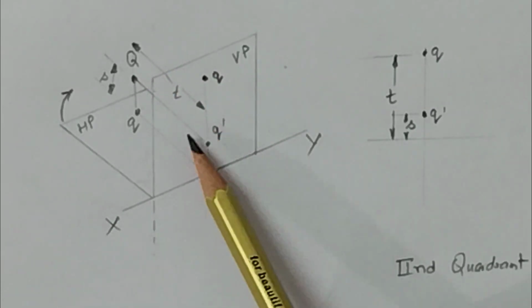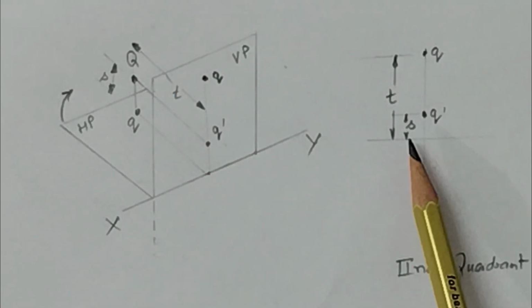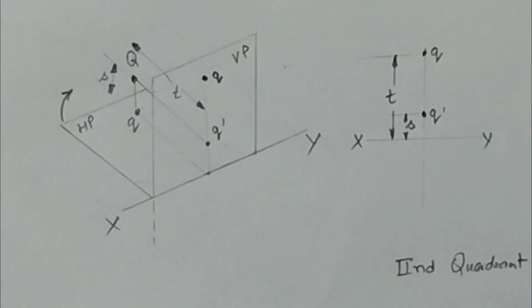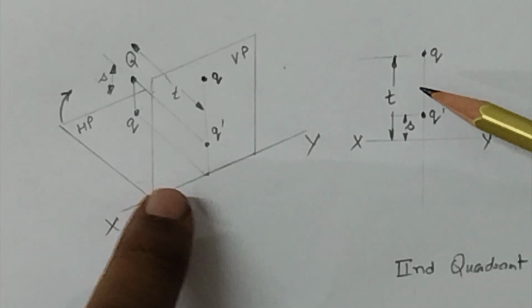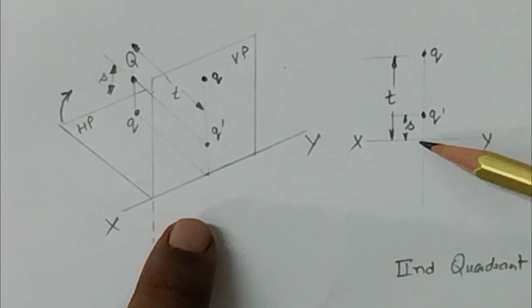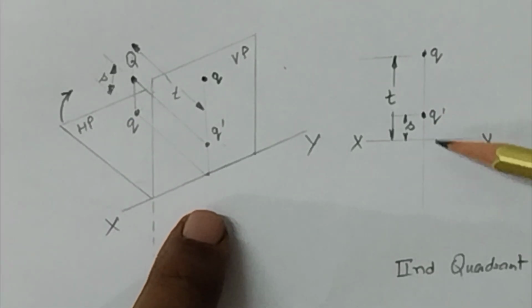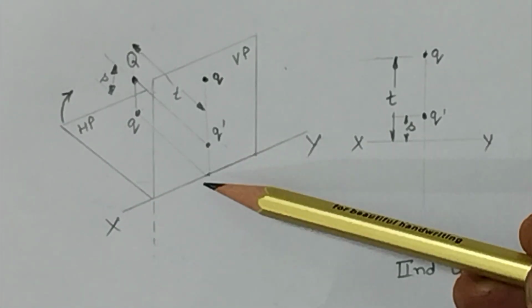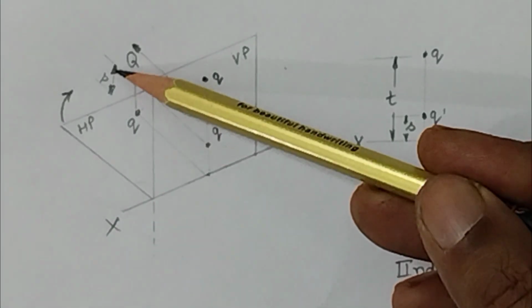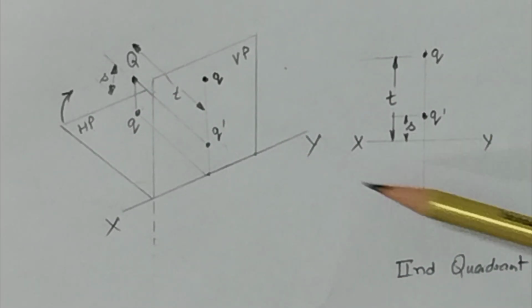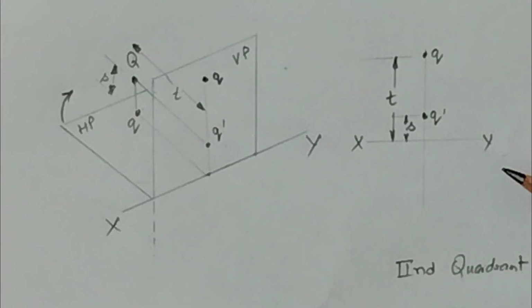Now we will demonstrate this on the two-dimensional sheet. This is your XY reference line, and this Q is the top view of the object. This distance T, away from the XY, we mark as Q. This is the top view, and Q dash, the distance of this point, is equal to S from the XY line. So this represents the front view of the object. This is the representation of the point when lying in the second quadrant.